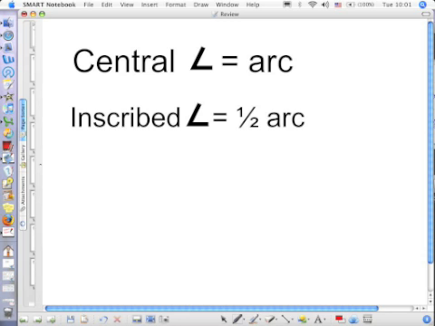If its vertex is on the center of a circle, it's a central angle. And we said the measure of a central angle is equal to the measure of its arc. Then we talked about inscribed angles. What makes an angle an inscribed angle? Where's its vertex? On the circle. All right? And we said the measure of an inscribed angle is equal to half of its arc. Okay?